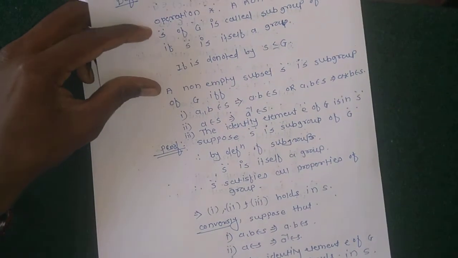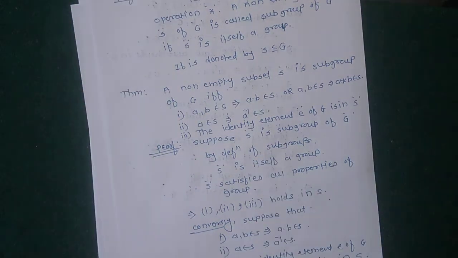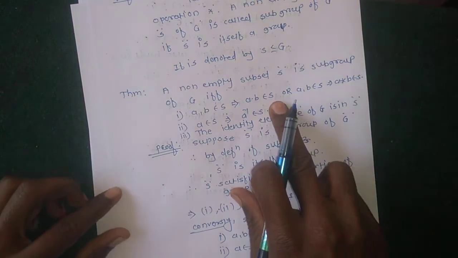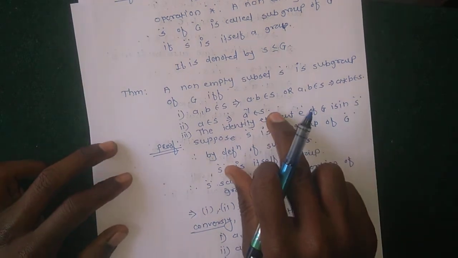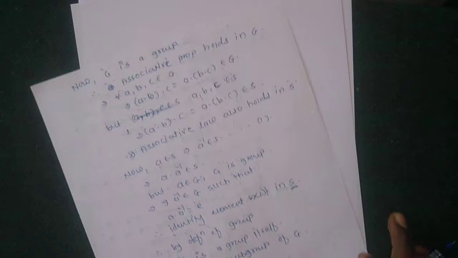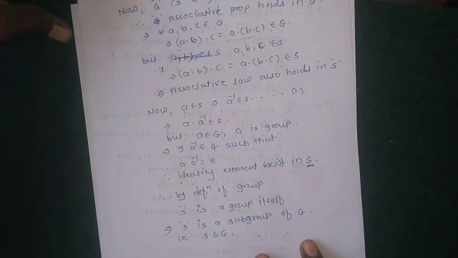This is a very important theorem for the university exam. A non-empty subset S is a subgroup of G if and only if S is closed under the given binary operation, and for every element A of S, the inverse also exists in the given set S. This theorem is also used for solving examples of subgroups.